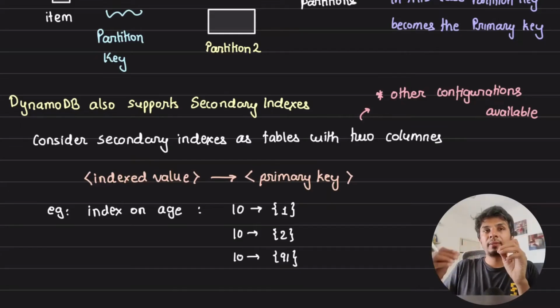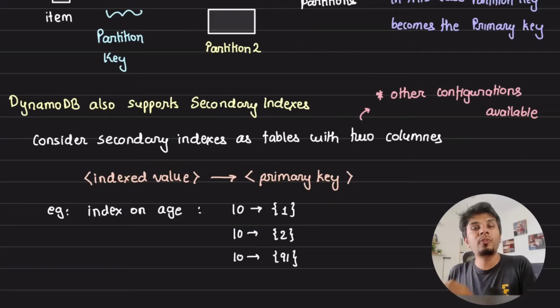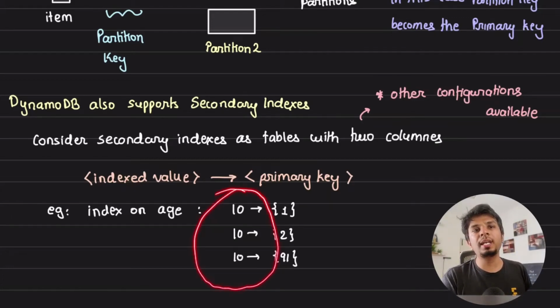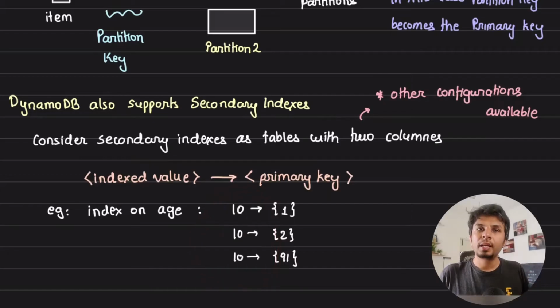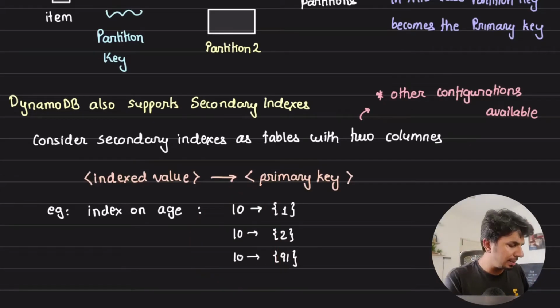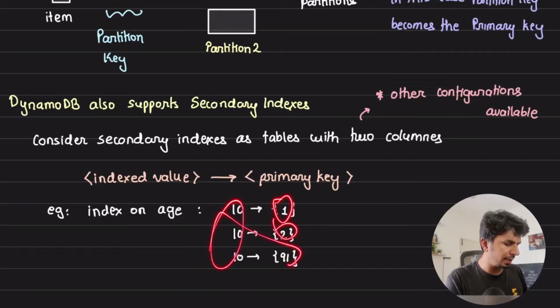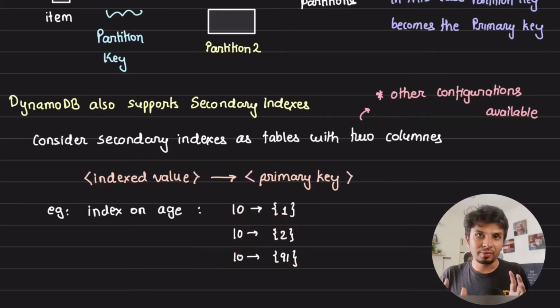But the thing is that it supports secondary index. So now you can fire efficient queries around, hey, give me all the users whose age is 10. It would give you that, right? So it stores that information as rows: 10, 1; 10, 2; 10, 91. These are users, like user ID 1, 2 and 91 have the age 10, right? This is just a simplistic representation of it, right?